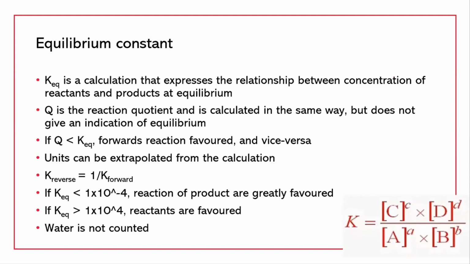So if Q is less than K, that means Q has a greater amount of stuff on the bottom, which means greater reactants, which means we're still going forward. And if Q is greater than our equilibrium constant, then our backwards reaction is favored. An important thing to notice here is that units can be extrapolated from the calculation and will change depending on the reaction, which I'll cover in a second. And another thing to note is that we don't actually include water in our calculations.